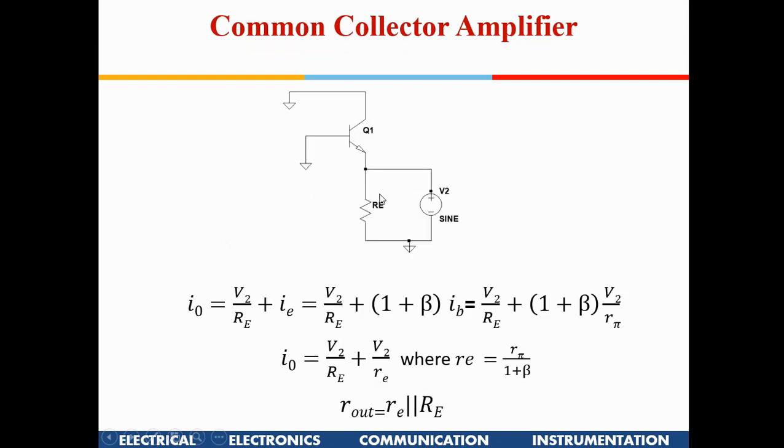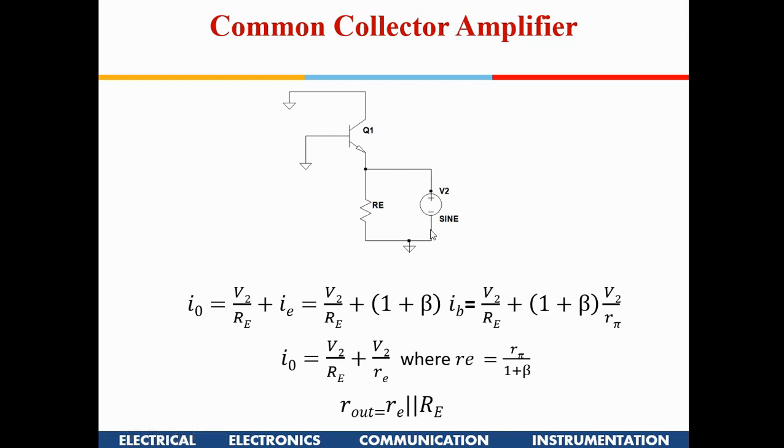How do we generally compute the output impedance? By putting a source at the output and seeing what current is drawn from this source. Now I have put a source, V2, at this port. It will have two currents: one through RE, and the other through IE. So I can write this current I0, which is supplied by this source, as V2 divided by RE plus IE. I have written IE as (1 plus beta) IB, and then IB as V2 divided by R pi.